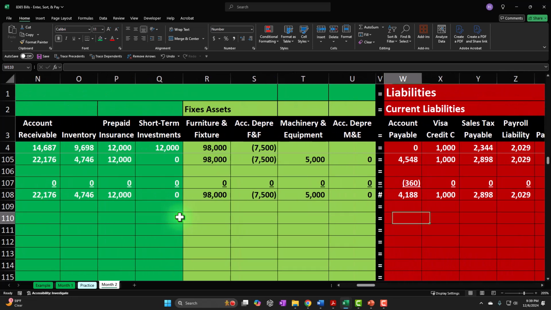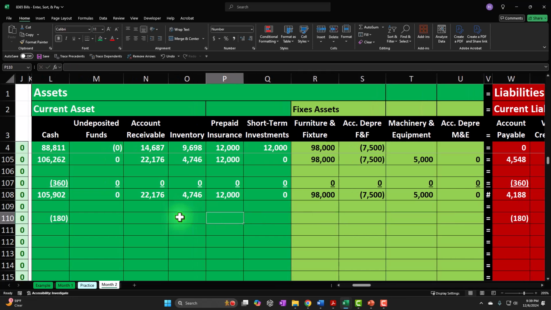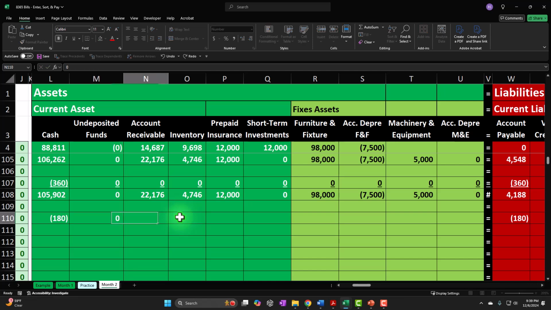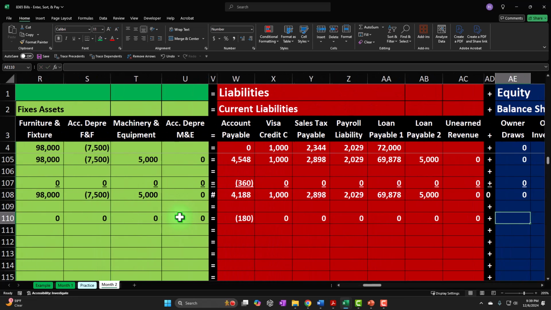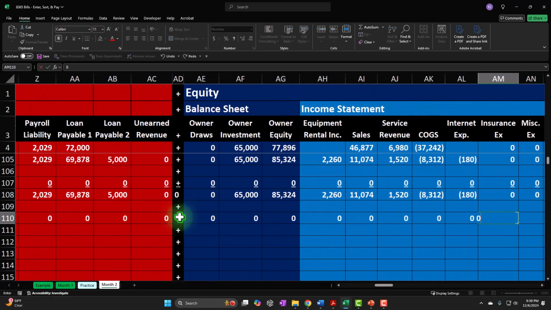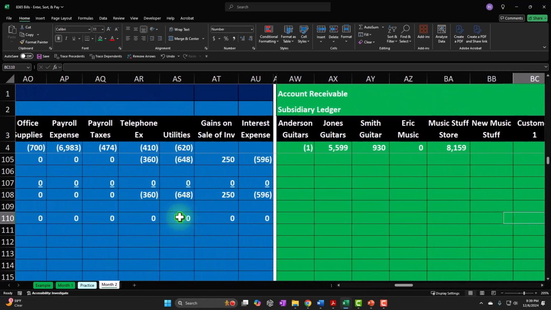Here we go. I'm going to say this is equal to the 180. Accounts payable is going down. We'll put zeros across the board. Nothing's happening to the income statement because we did that when we entered the bill, not the pay bill, because now we're just decreasing the liability.